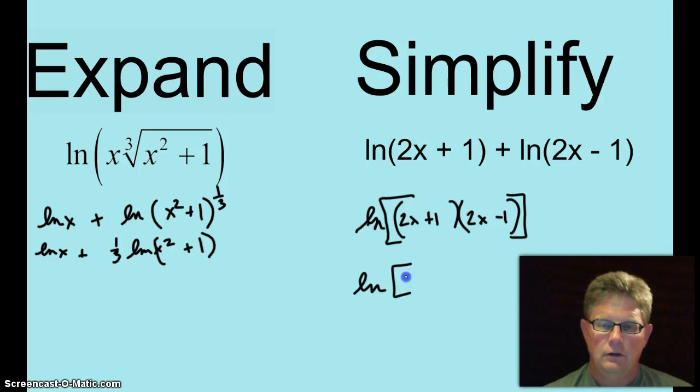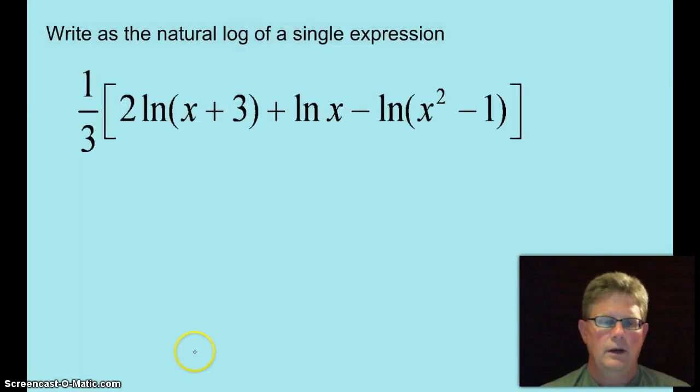Let's see here, 4x squared minus 1. I think the middle terms on that will cancel. And I think we're going to move on. Alright, and then this one is crazy insanity.